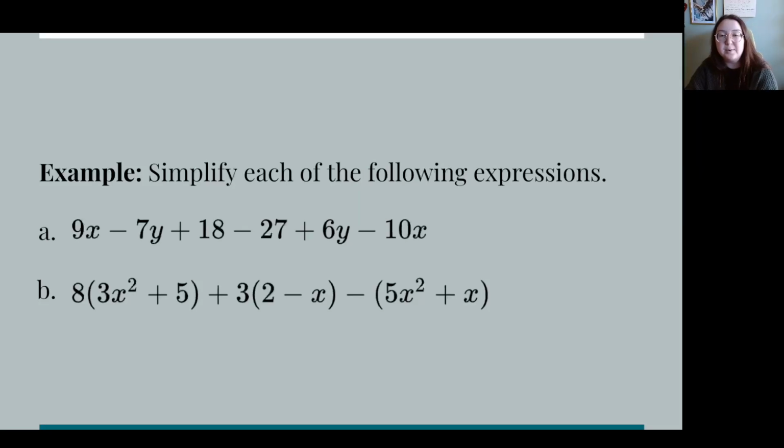So all right, now we're going to do one together in our notes. We're going to simplify each of our following expressions. So this is where we're going to combine our like terms. So A is 9x minus 7y plus 18 minus 27 plus 6y minus 10x. And B is 8 times 3x squared plus 5 plus 3 times 2 minus x minus 5x squared plus x. So we're going to go ahead and simplify each of the following expressions in our notes.